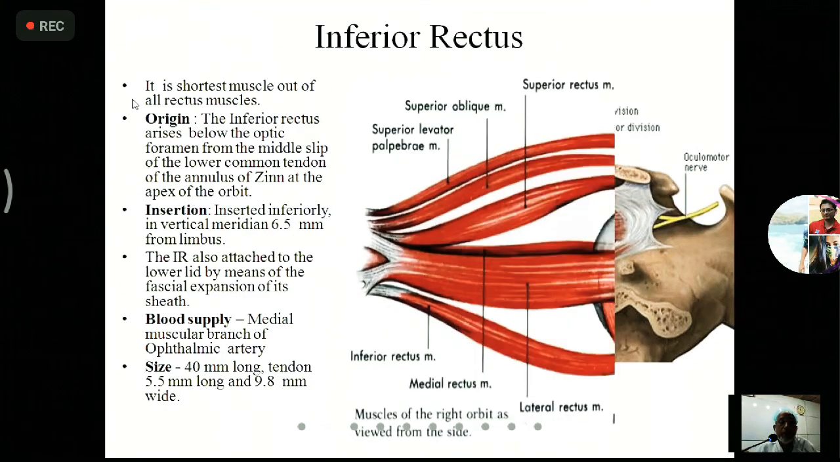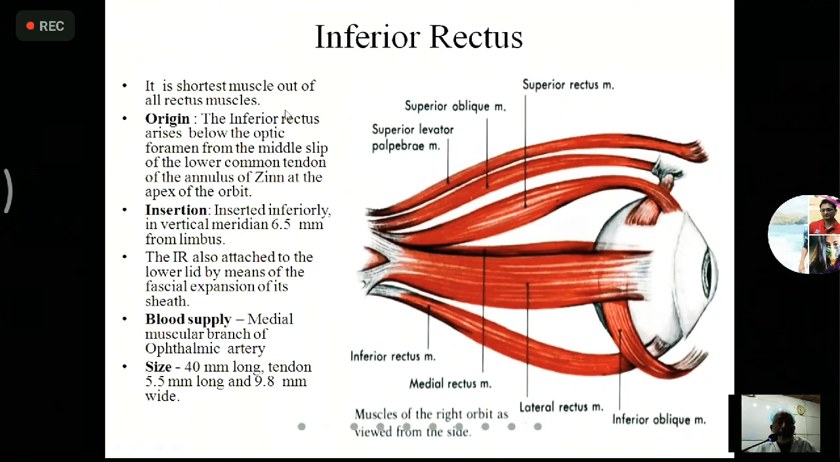Inferior rectus is the strongest muscle. It is the shortest muscle out of all the recti. Inferior rectus arises below the optic foramen, as previously said, from the annulus of Zinn, and is inserted 6.5 mm from the limbus. Inferior rectus also attaches some fibers to the fascial expansion to the lower eyelid. Blood supply is from the medial muscular branches. It is 40 mm long, the tendon is 5.5 mm, and the width is 9.8 mm.